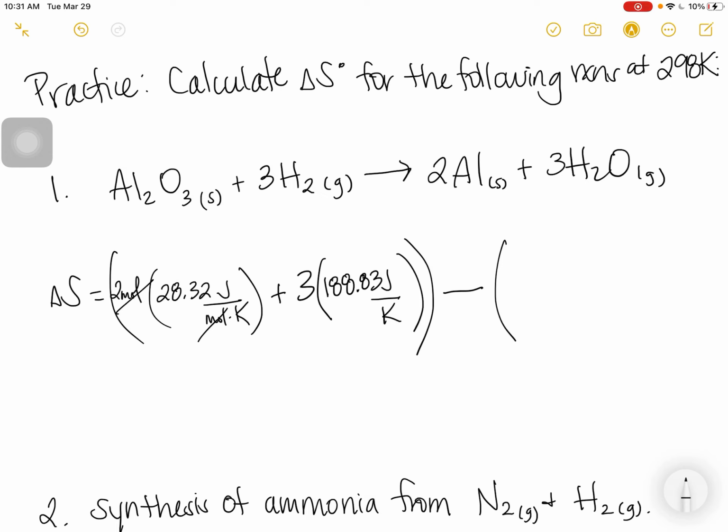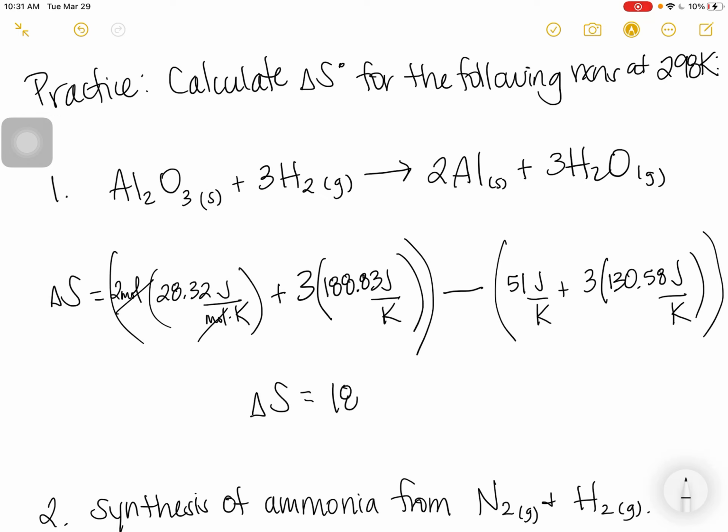I have 1 Al2O3, and its entropy value is 51. And I have 3 H2s, who, remember, careful, it's not an entropy of 0. It is 130.58. We do the math, being careful not to hit a wrong button on the calculator, and you can get a delta S value for this reaction. I got 180.39.